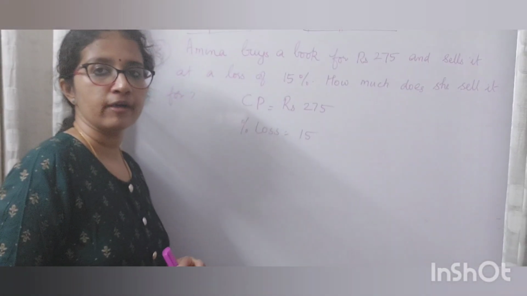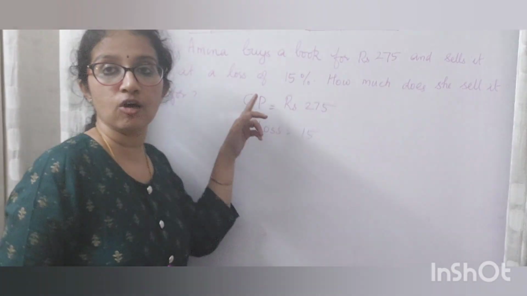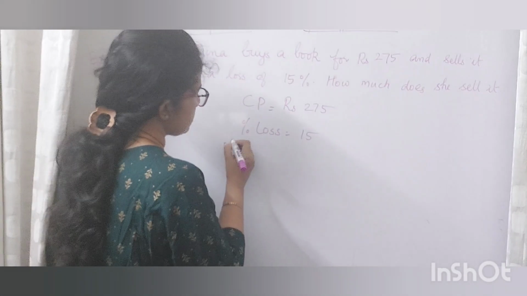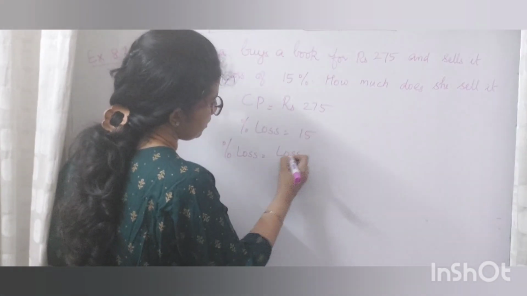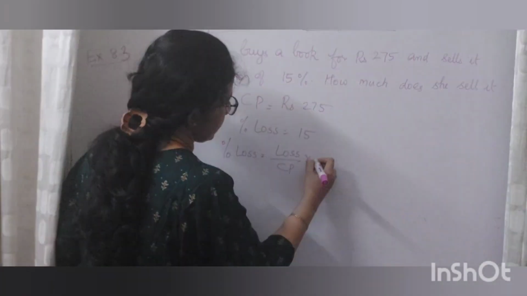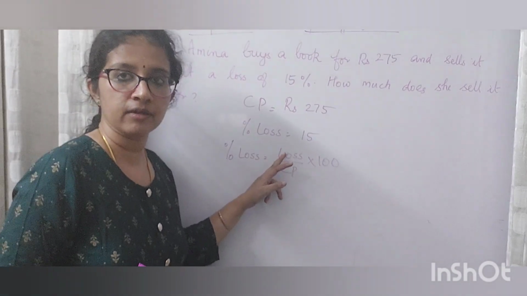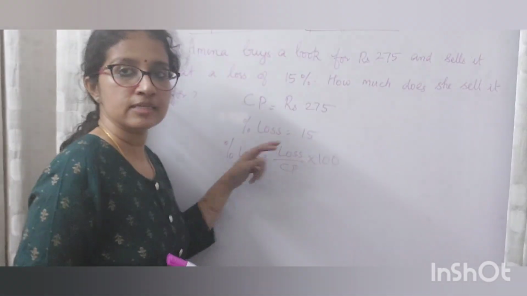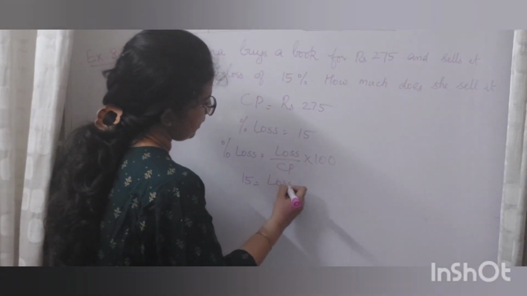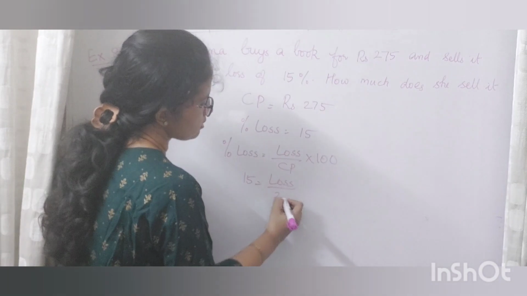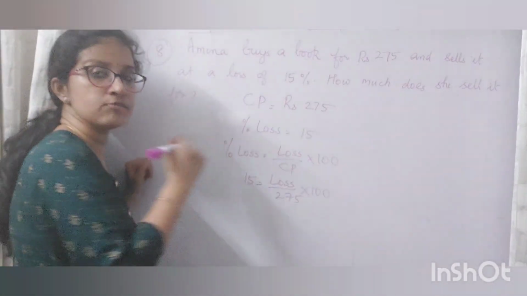15. Okay, so what formula do we know relating this percentage loss and cost price? Percentage loss is equal to loss by cost price into 100. Correct? So we don't know what this loss is. This loss we have to find. Okay, so how do we find? Percentage loss is 15. 15 is equal to loss by, what is the cost price? 275 into 100. Okay, so from this we have to find loss.